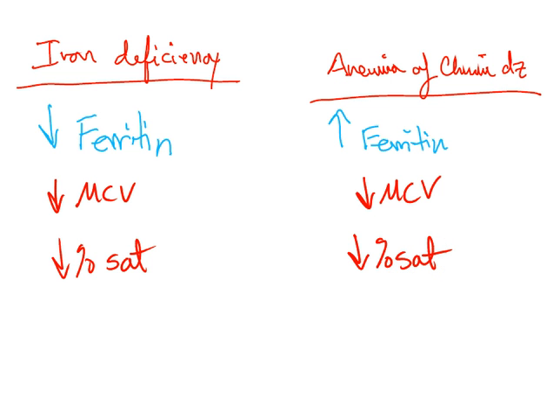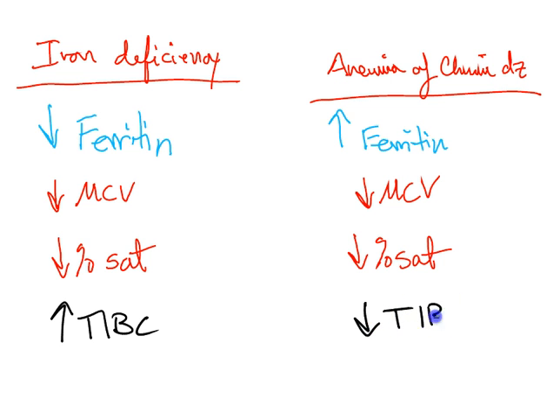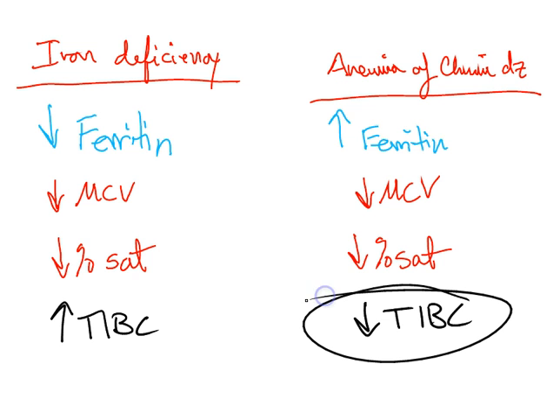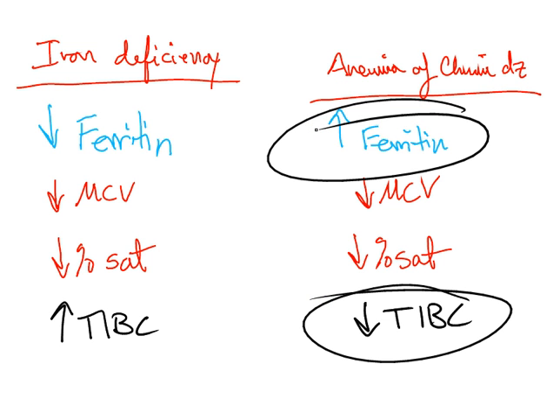But now, which one has a high TIBC and which one has a low TIBC? Well, iron deficiency anemia has a high TIBC, and anemia of chronic disease has a low TIBC. So that's how it's the TIBC and the ferritin that separate iron deficiency anemia from anemia of chronic disease.